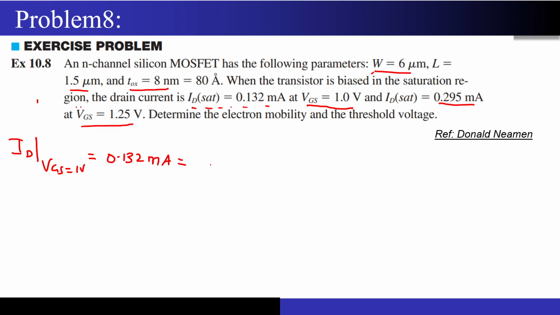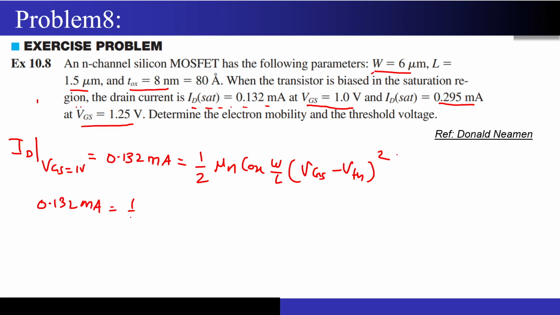And what is the formula? It is biased in saturation, so half mu n Cox W by L into (VGS minus VTH) the whole square, right? Now let me substitute, because VGS has been given to me. So 0.132 milliamperes is equal to half into mobility, which I don't know, into Cox, which we currently don't care about, into W by L into (1 minus VTH) the whole square. So this is the first equation that I have.